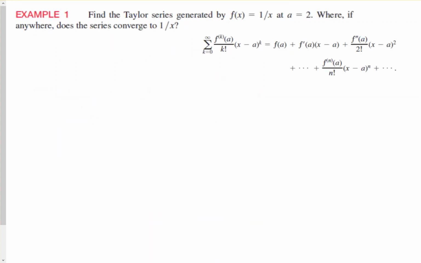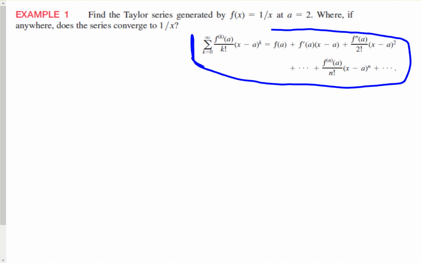Let's take a look at our first example. Let's find the Taylor series generated by f of x equals 1 over x at a equals 2. Where, if anywhere, does the series converge to 1 over x? I put the general Taylor series definition here to remind us of what we're going to be doing. Let's take the derivatives of our function. We have the original function, 1 over x, which is the same as x to the negative 1.